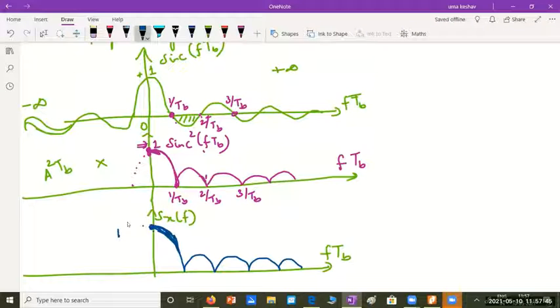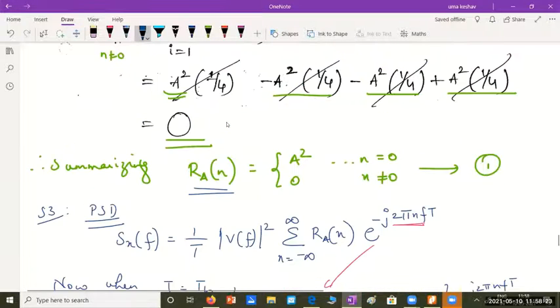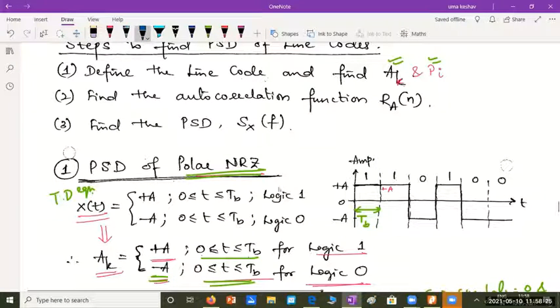The amplitude at this point will be a square into Tb. And all these points will be 1 by Tb, 2 by Tb. These are the values when the power spectral density becomes 0. So the power spectral density has become 0 at 1 by Tb, 2 by Tb, 3 by Tb, so on. Okay. So this is the graphical representation of this equation, which represents the power spectral density of a polar NRZ signal. Is this clear?